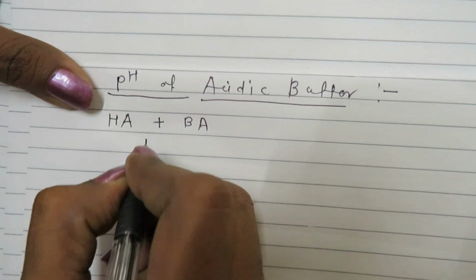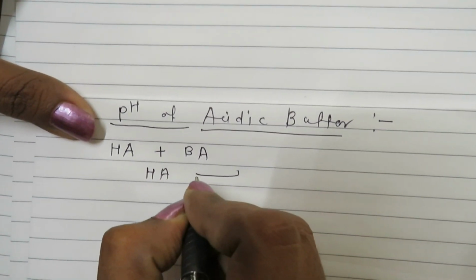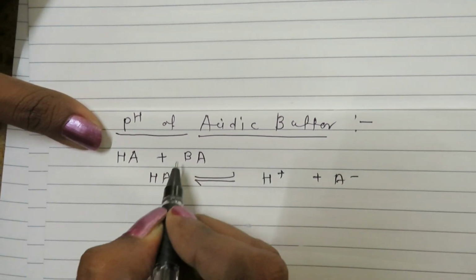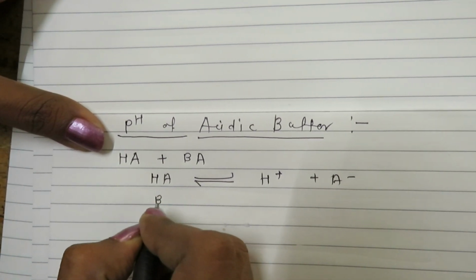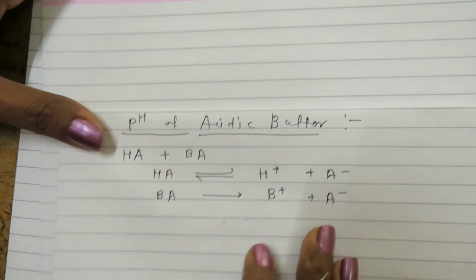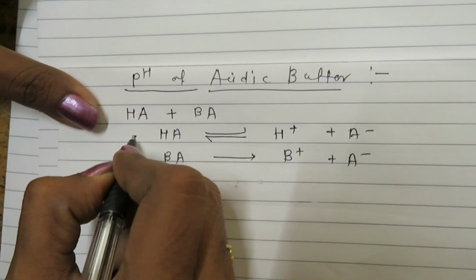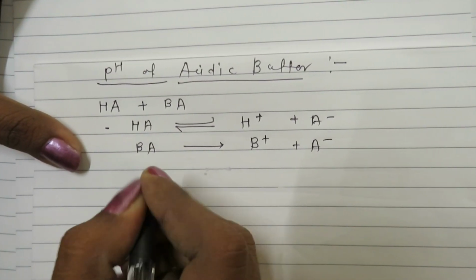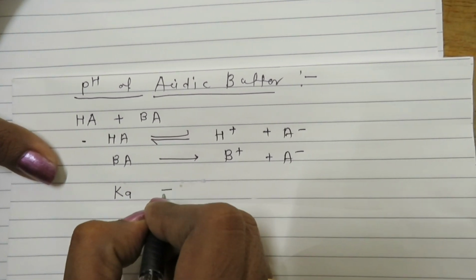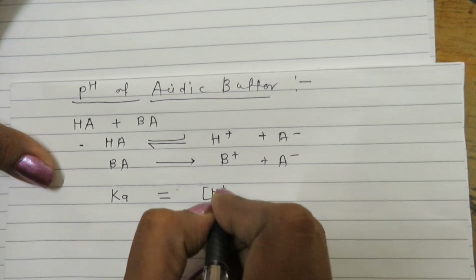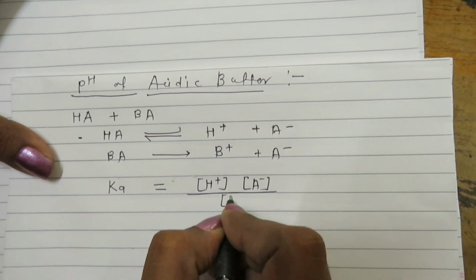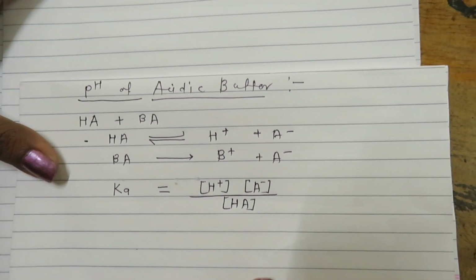Now we will consider the dissociation of the weak acid. Being weak, it dissociates partly into H plus and A minus, and the salt dissociates completely into B plus and A minus. Now we will apply the law of mass action to this dissociation of the weak acid, and you know that the dissociation constant for a weak acid is Ka, which is equal to the concentration of H plus ion into the concentration of A minus ion divided by the concentration of acid.